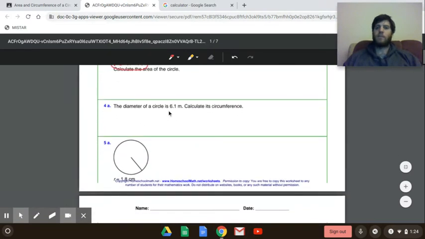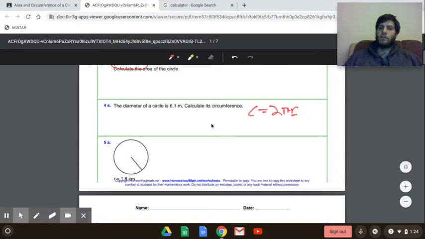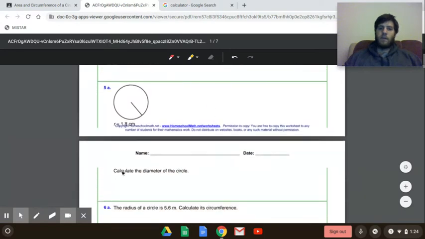Diameter of the circle 6.1. Find the circumference. So again, they are giving us the diameter. You need the radius, so you're going to have to divide that number by 2 in order to find the radius, and then you can substitute it in to find the circumference. 5, they're giving you the radius. You need the diameter. You know the diameter is twice the radius, so you're simply going to have to multiply this number by 2.